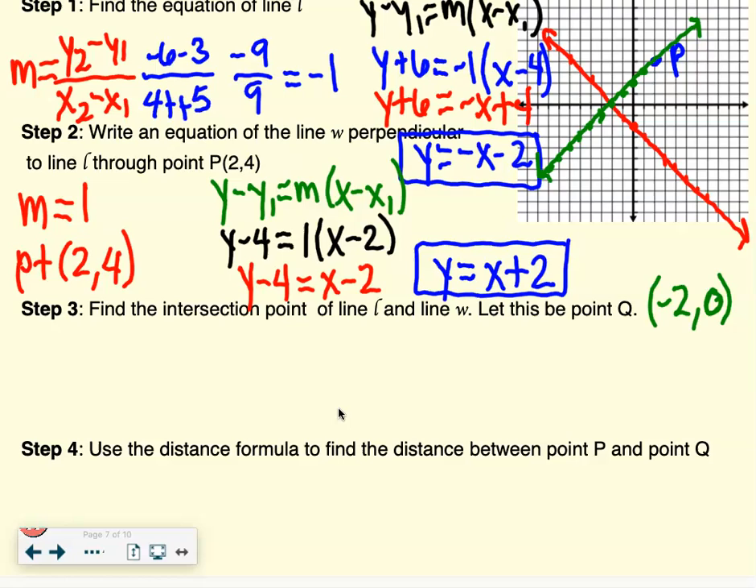So when they intersect, it means they're equal. That's what they share, is when they're equal. So I'm going to set my two equations equal to each other. Aren't they both y equals? So can't I substitute in? Yep. So if this helps, you put line L equals line W, just so you maybe can reflect back on your notes and look.